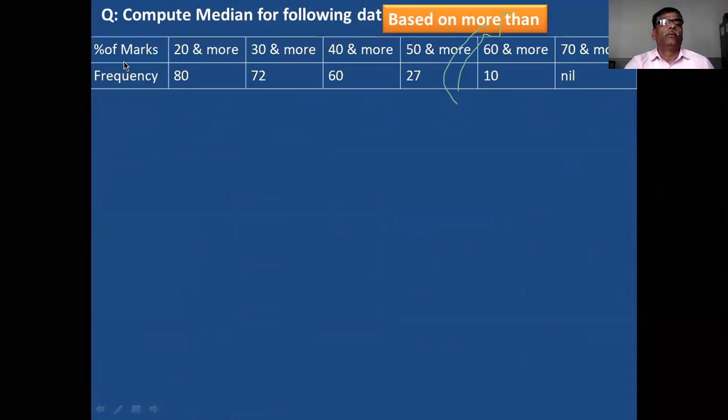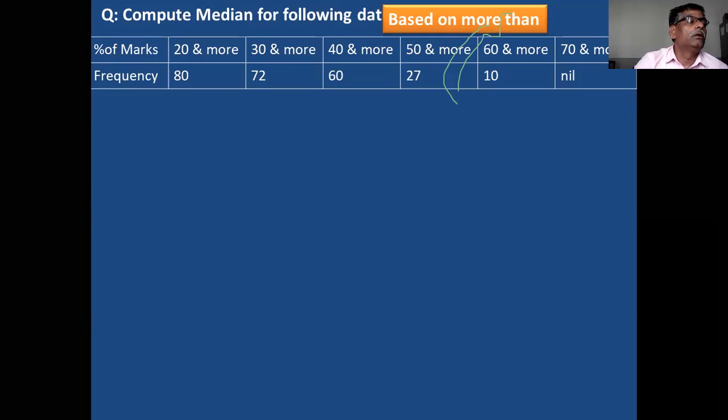You see this. Compute the median for the following data. This is the more than frequency based problem. You see here, percentage of mass, more than 20, more than 30, more than 40, more than 50, more than 60, more than 70, 70 and above. Okay. Frequency is 80. More than 20 marks scored by 80 students.